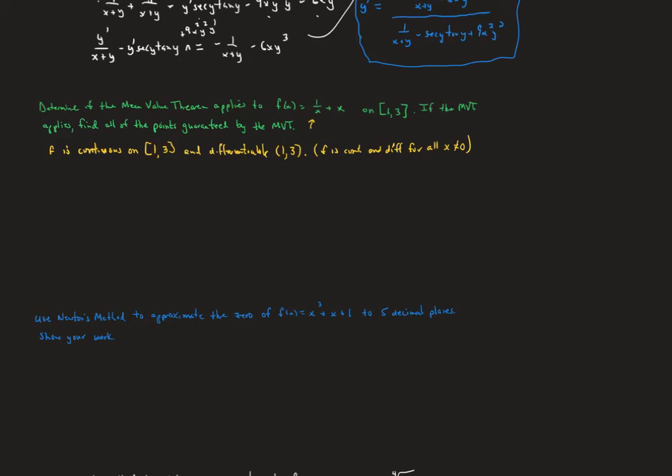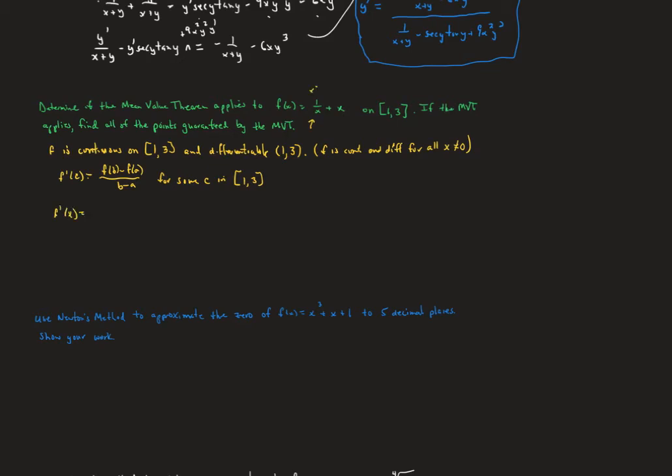So then what the mean value theorem claims is that f prime of c must equal f of b minus f of a over b minus a for some c in this interval from 1 to 3. So now we're going to set about trying to show that. So we're going to need the derivative. So let's see, f prime of x.